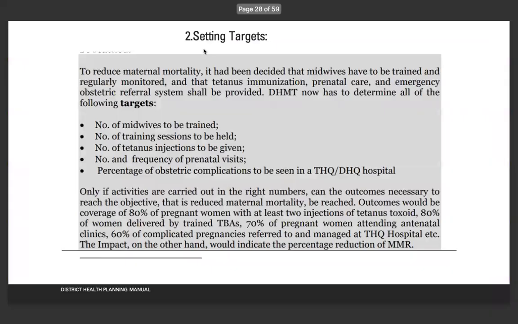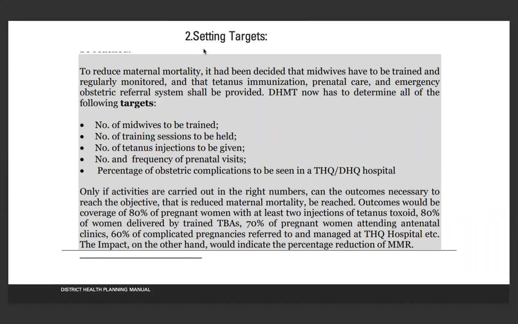To reduce the maternal mortality, it had been decided that midwives have to be trained and regularly monitored, and that tetanus immunization, prenatal care, and emergency obstetric referral system shall be provided. DHMT now has to determine all of the following targets: number of midwives to be trained, number of training sessions to be held, number of tetanus injections to be given, number and frequency of prenatal visits, percentage of obstetric complications to be seen in a THQ DHQ hospital.